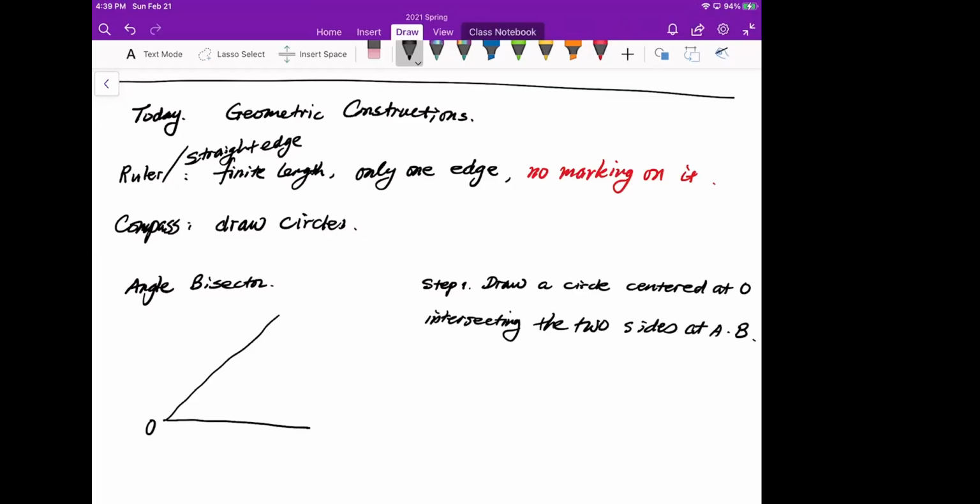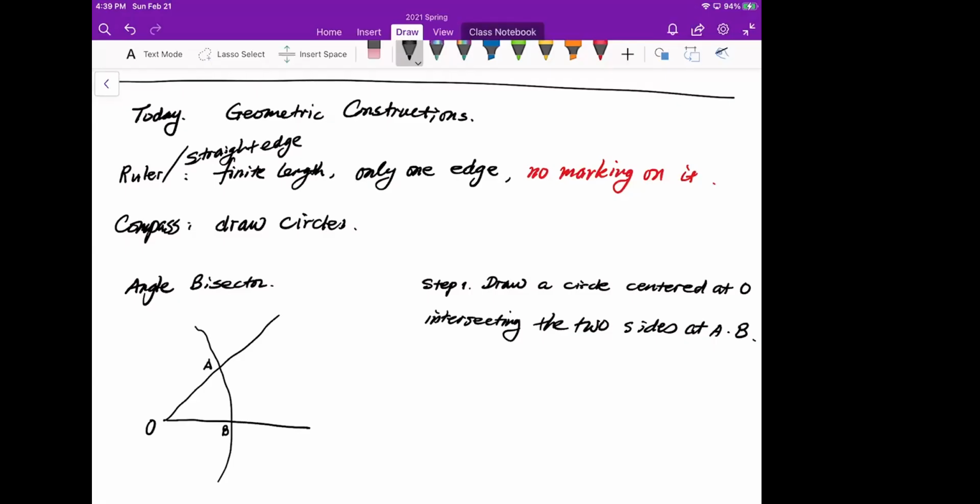Okay, so let me show you how to do this. First of all, I'm going to draw a circle with the center at O. O is just the vertex of the angle. And you may ask me, what is the radius of that circle? Any radius. Something like that, right? I don't draw the entire thing because the only thing I want is the intersection part. So you get A here, you get B here.